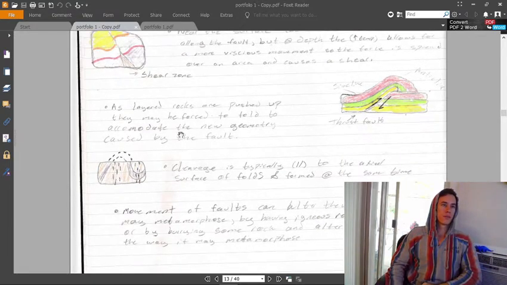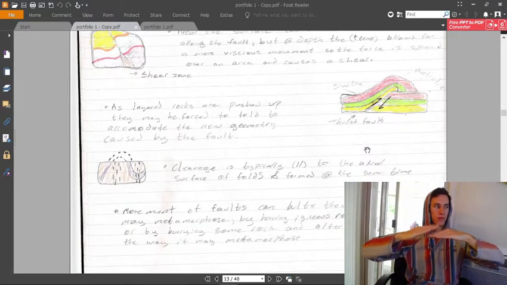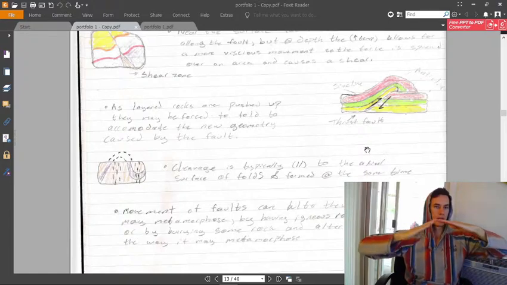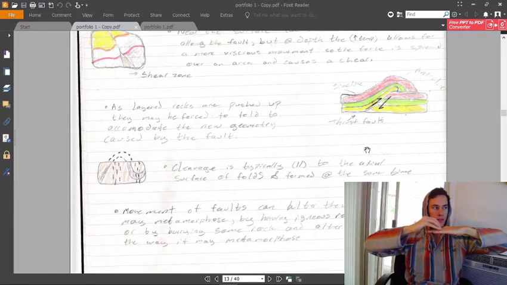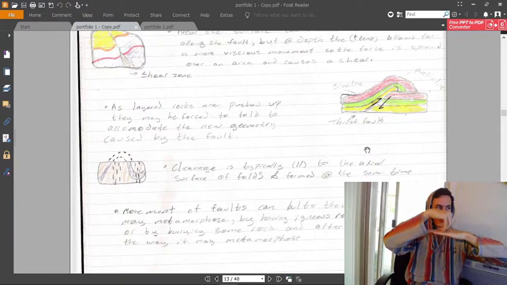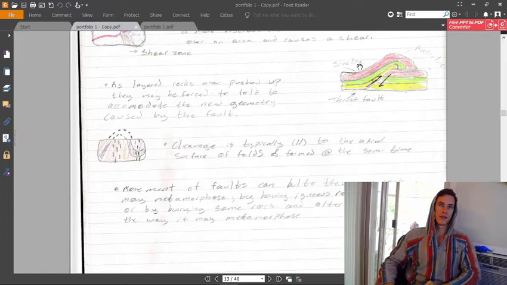As layered rocks are pushed up, they may be forced to fold to accommodate the new geometry caused by the fault. So this is basically just something moving on top. It's like going, oh hey, I'm gonna move up. Oh, I'm too heavy. And then it just folds like that, falling in on its own weight and causing new geometry. It's a thrust fault. Anticline, syncline, basically saying it goes up, syncline, comes down, kind of goes like that.